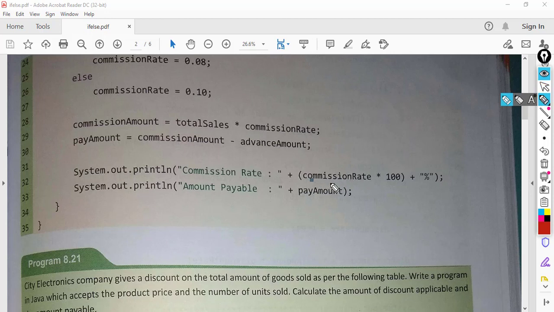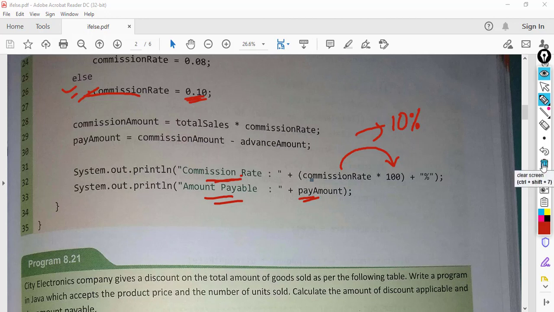And one more thing, we are displaying the commission rate. The commission rate is already decided by the if else construct here, so we just want to print it in terms of percentage. That is why we are multiplying it by 100. Suppose the commission is 0.10. If you multiply 0.10 with 100, you will get 10, so it will display 10%. Commission rate is 10%, and amount payable is whatever the calculated amount is.